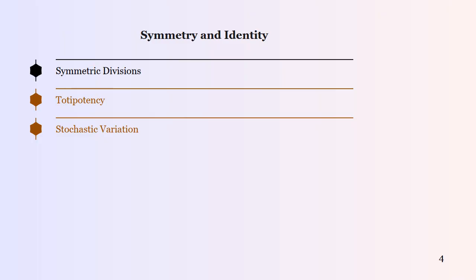4. Symmetry and identity. Symmetric divisions. The first few divisions are generally symmetric, producing daughter cells that are morphologically and potentially identical. Totipotency. At the 2-cell and 4-cell stages, individual blastomeres often retain the ability to form an entire organism if isolated. Stochastic variation. While appearing identical, subtle differences in protein distribution begin to emerge as early as the 4-cell stage.